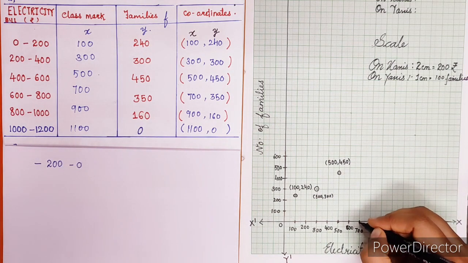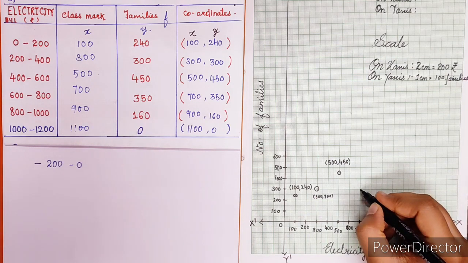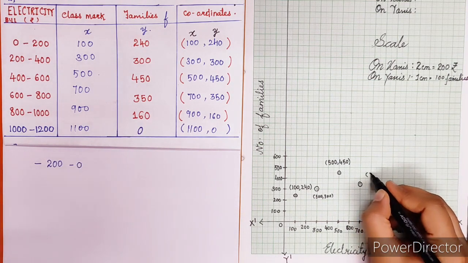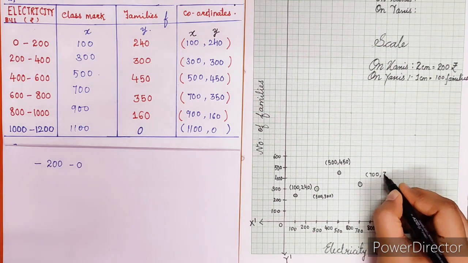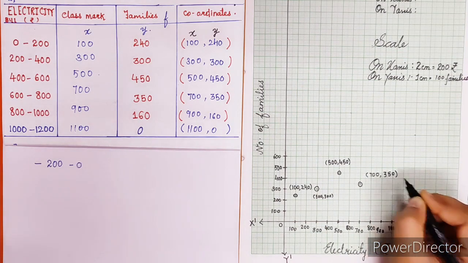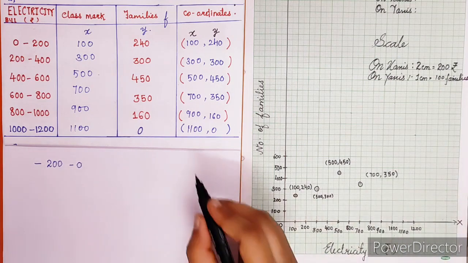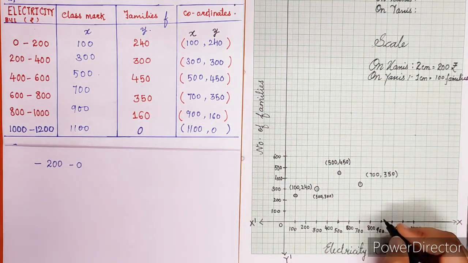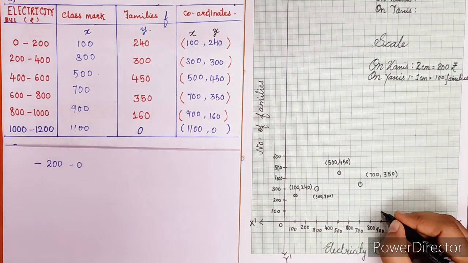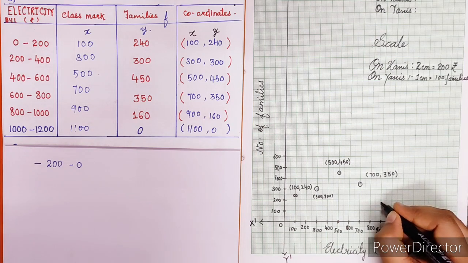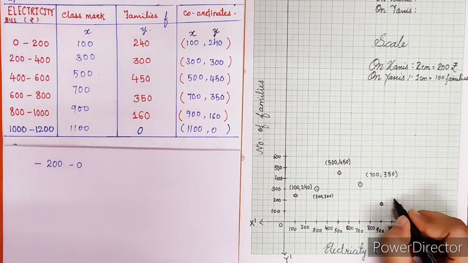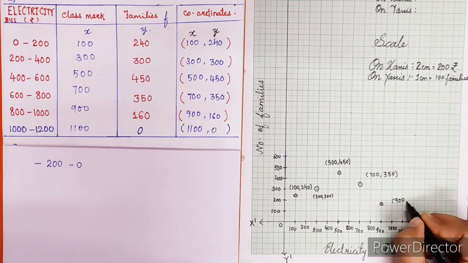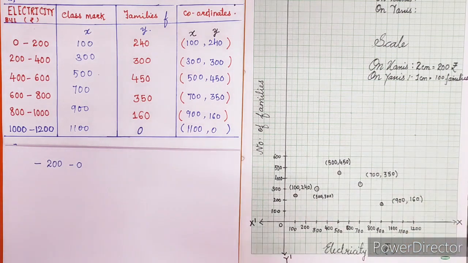700, 350. So 700, coming till 300 and half of it is 350. So 700, 350. Your second last coordinate is 900, 160. So this is 900, this is 100, the fifth line is 150 and the sixth line is 160. Mark it properly and write the coordinate 900, 160.